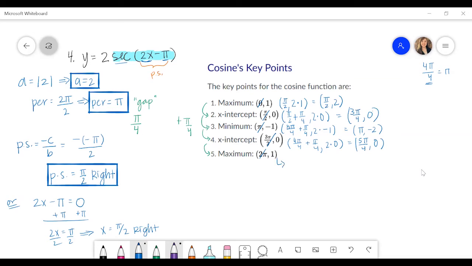And then this gives us 5 pi over 4 plus pi over 4, 2 times 1. So 6 pi over 4, and let me actually just write that off to the side, equals 6 pi over 4, which is 3 pi over 2. So let's use that for our answer: 3 pi over 2 and 2.